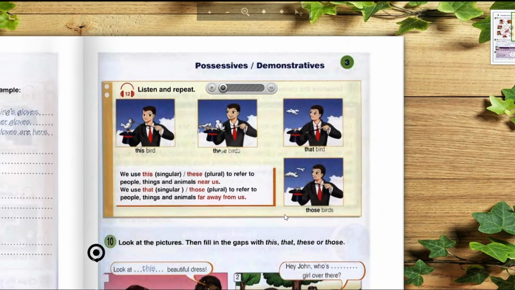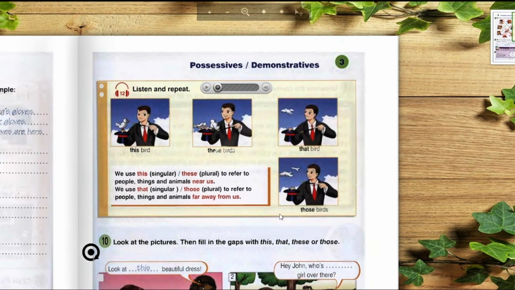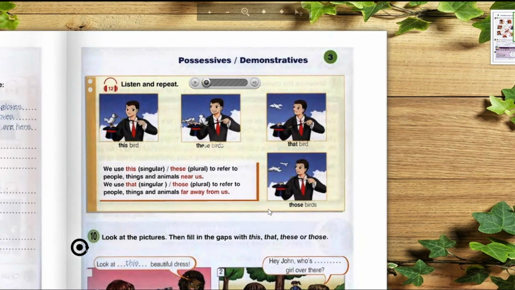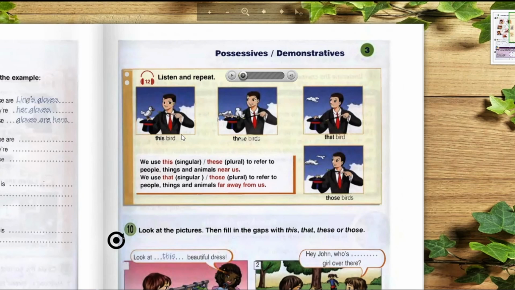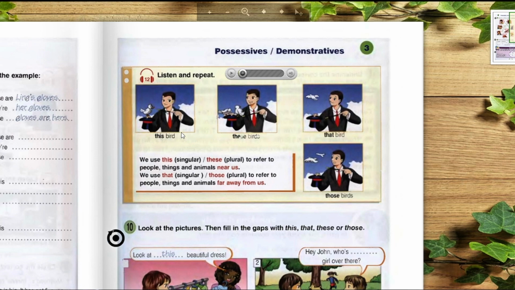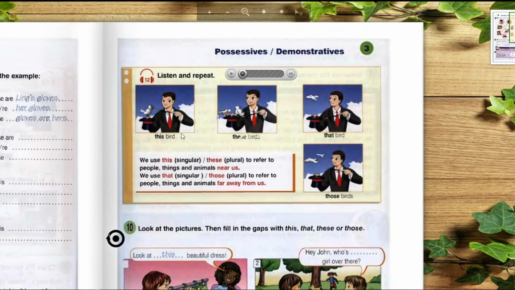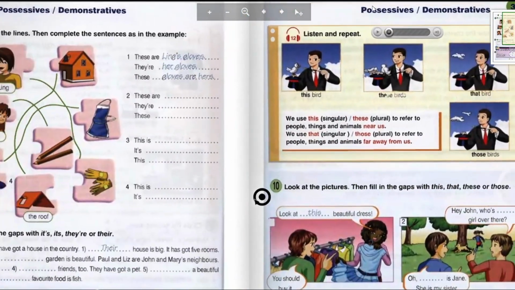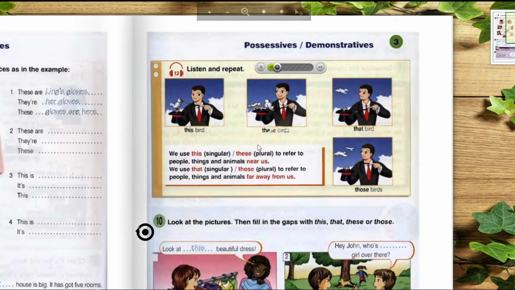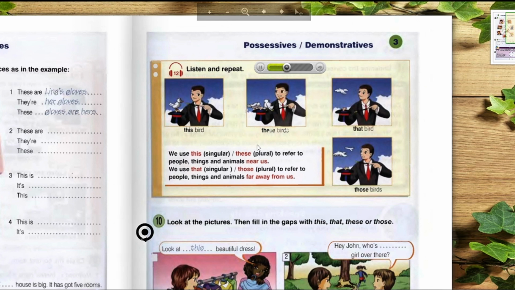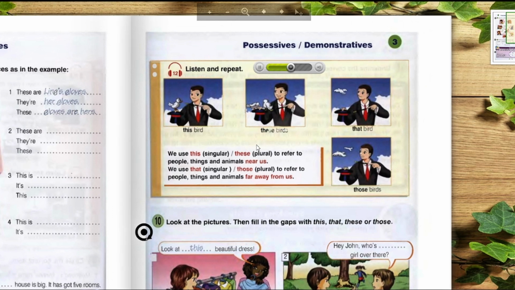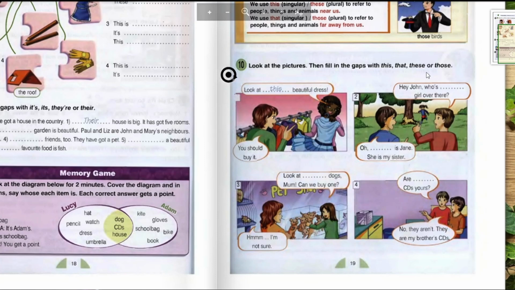Repeat. We use this for singular and these for plural to refer to people and things near us. So you see that this bird is only one bird, these birds are many birds. That bird is very far, those birds are again far, but in plural. Unit 3, page 19. Listen and repeat. This bird. These birds. That bird. Those birds.